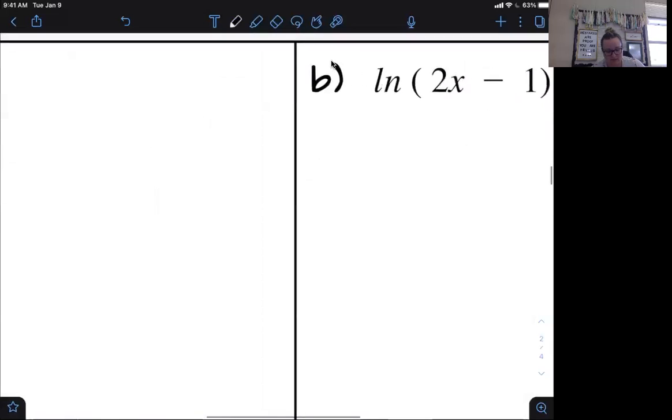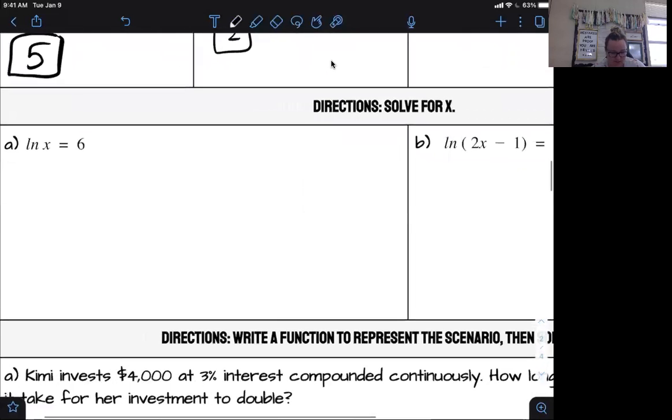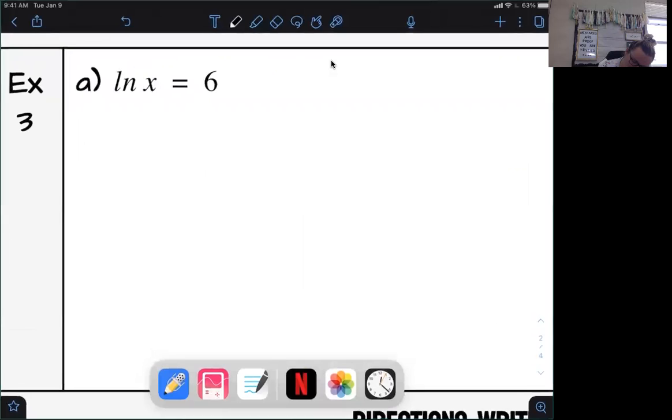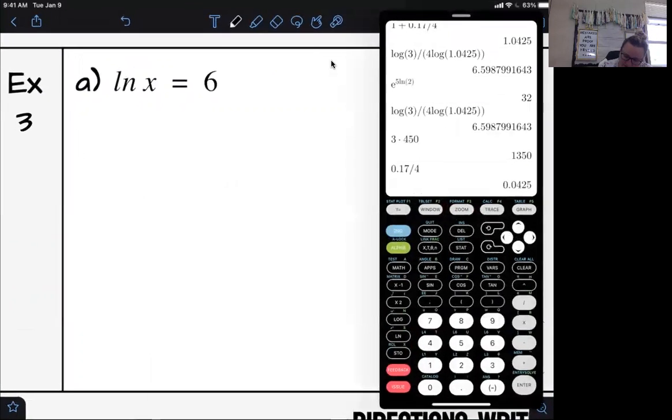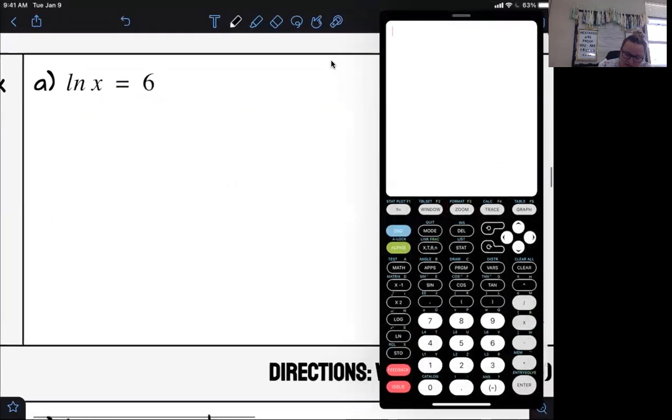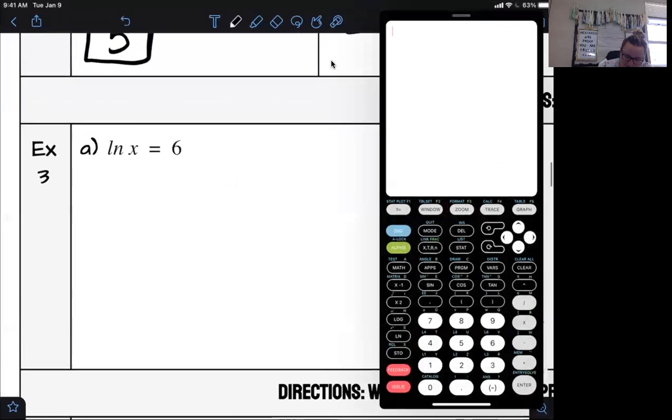All right, now let's solve some equations using natural logs. So the natural log of x equals 6. I'm going to need my handy dandy calculator for this. So the natural log of x equals 6. I feel like I forgot to mention this.